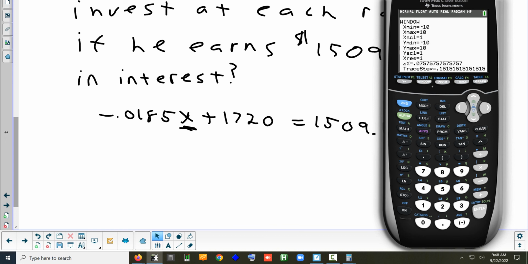Is negative 10 to 10 going to be okay for this window? Alva, what do you think? No. What should I set my y max to? Something around 1720 or above. Yeah, just go a little above it, maybe even 1800. That's more than you need.